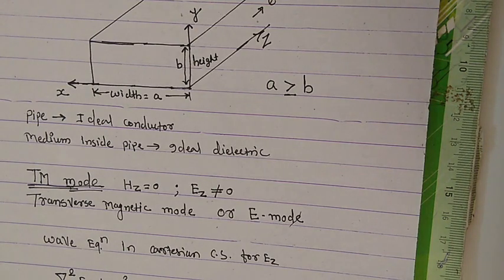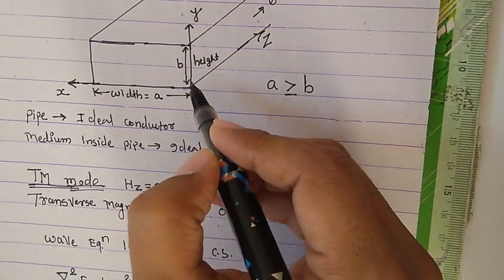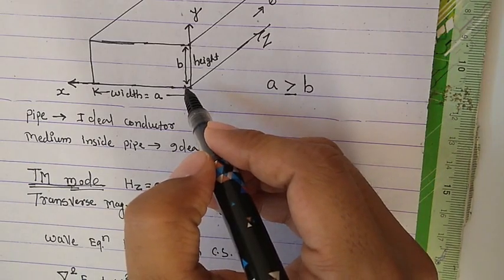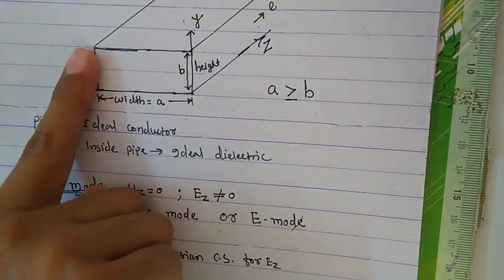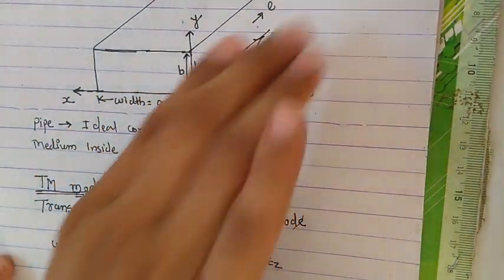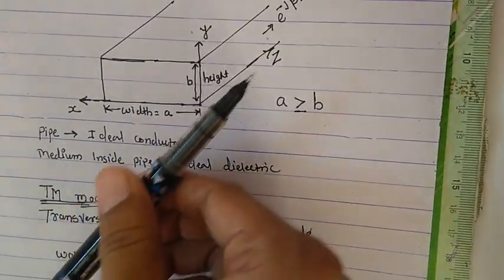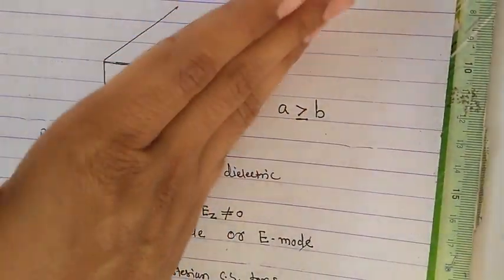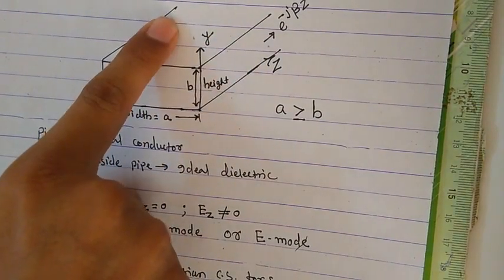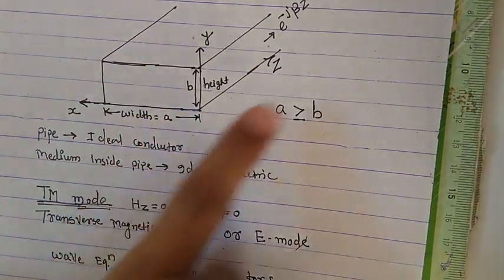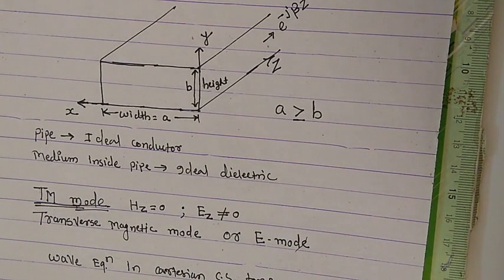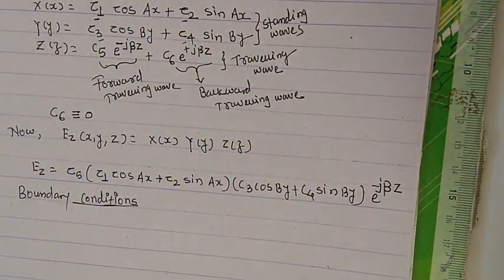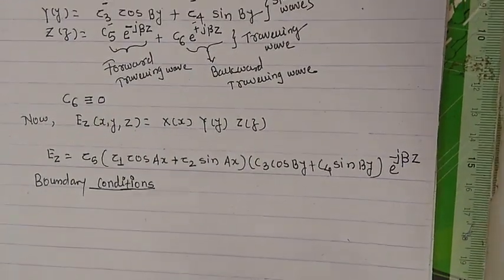So Ez is actually tangential to the 4 walls of the waveguide. This is the first wall, second, third and fourth wall. So the Ez component, which is in this direction, is tangential to the 4 walls of the waveguide. This wall, this wall, this one and this one. We have a boundary condition for the tangential component of the electric field at the conductor dielectric interface: the tangential component equals 0 at the boundary.